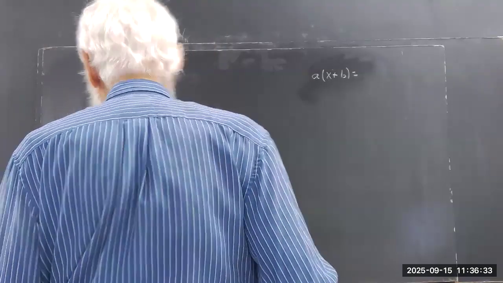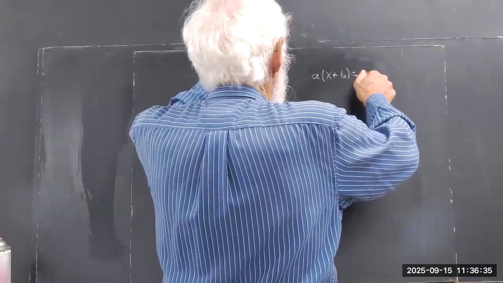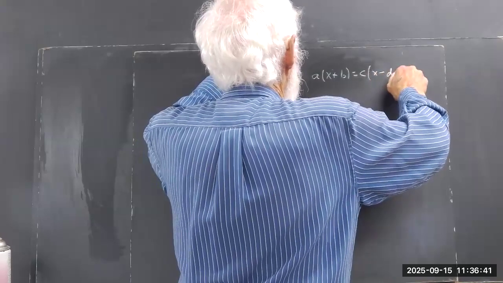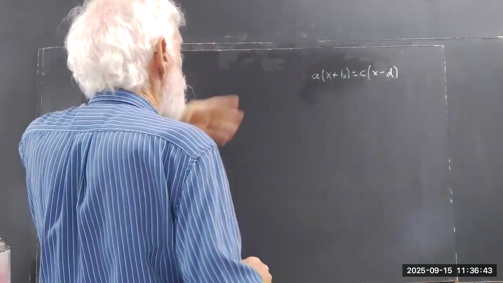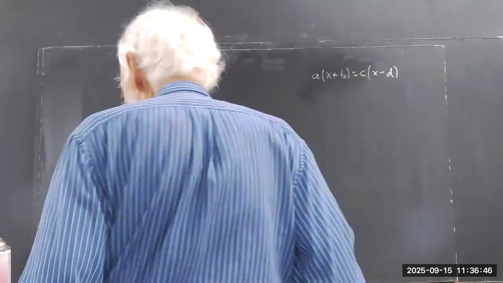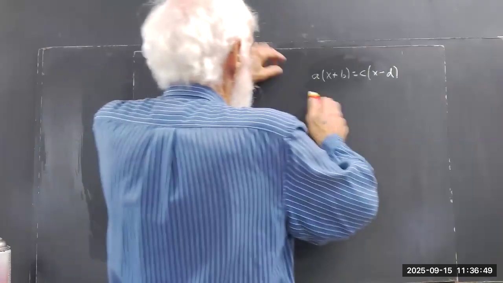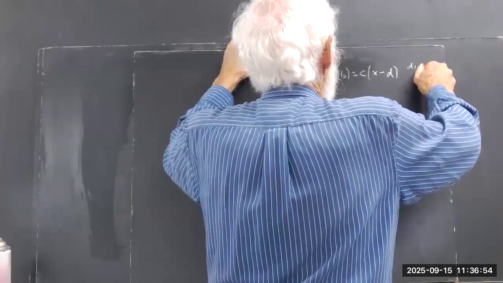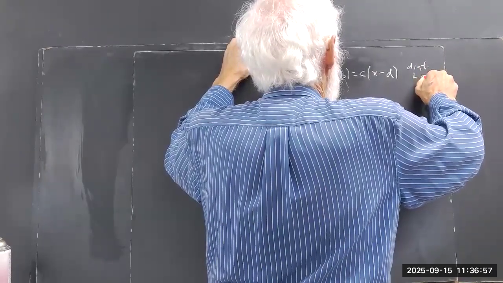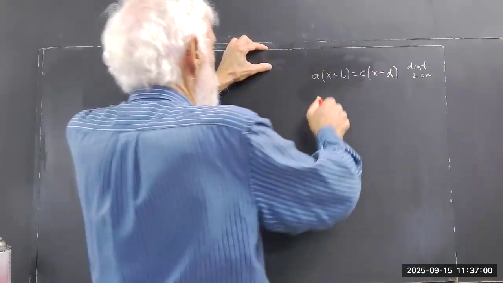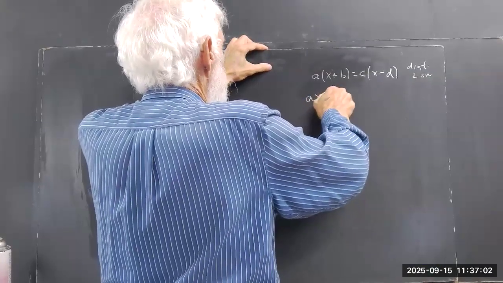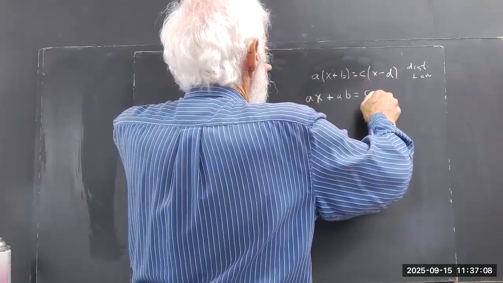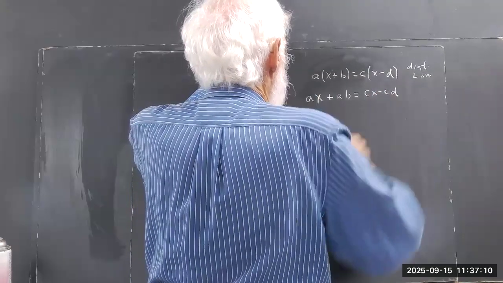A times the quantity X plus B equals C times the quantity X minus D. So far, it's a little better, but I'm not holding my breath. Okay, what do you do here? Well, you use the distributive law. Distributive law: AX plus AB equals CX minus CD.